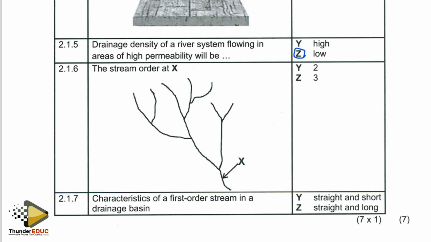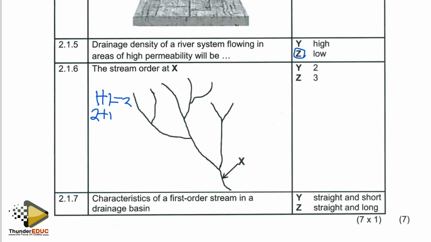Right, let's move on to question number 216. Question 216 is on stream ordering. Right, the stream order at X. Before we even answer that one, let's try to elaborate and simplify how we come out with the stream orders. I will try to illustrate and show how we do the ordering of streams in the basin. Number 1 plus number 1 is stream number 2.